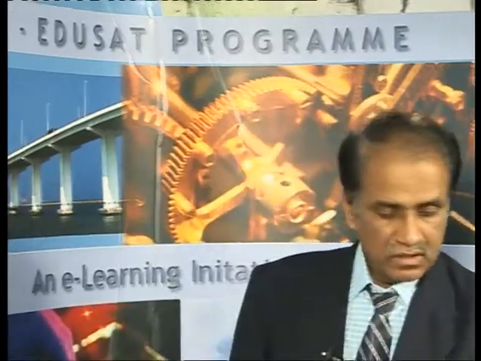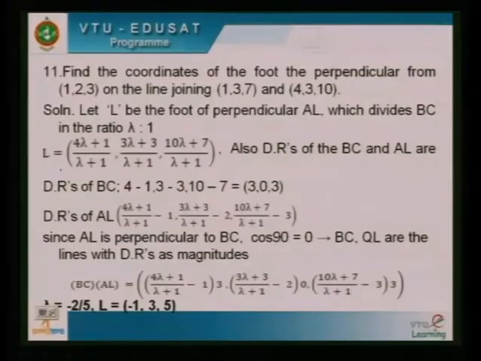Now, let me take another example here. Last time I had discussed the coordinates which divide the line as a midpoint and another situation. Now, I shall discuss the coordinates of the point which divides the line when it is divided by a plane, and then what those calculations are in terms of lambda. The problem is like this.